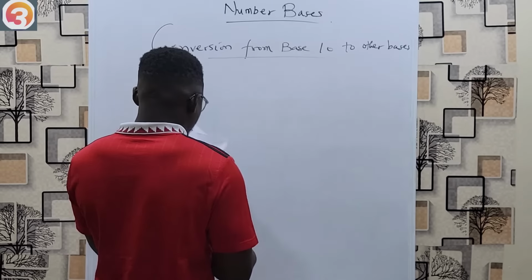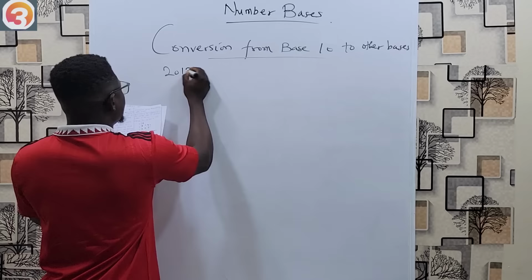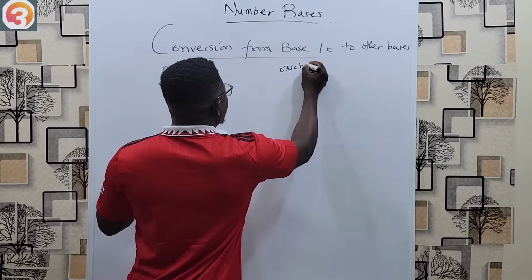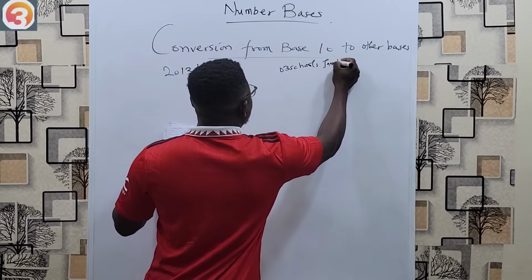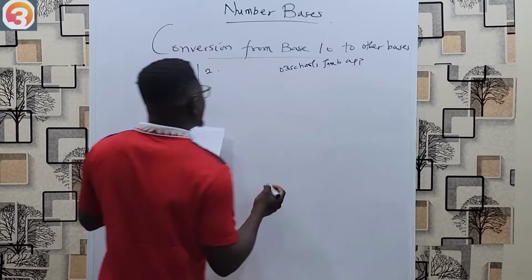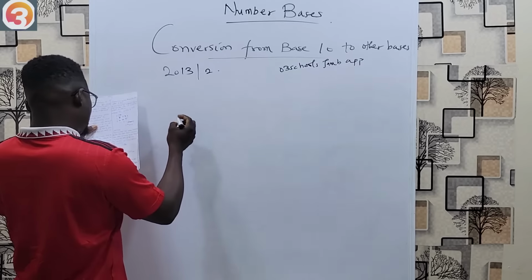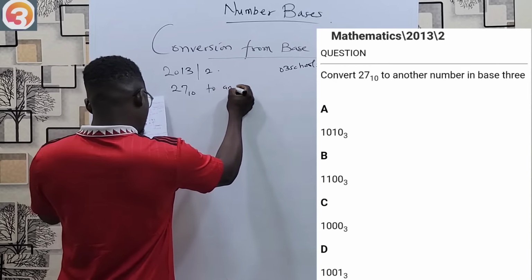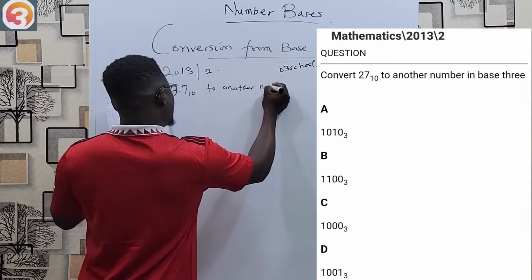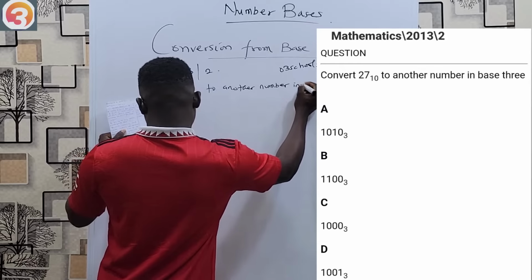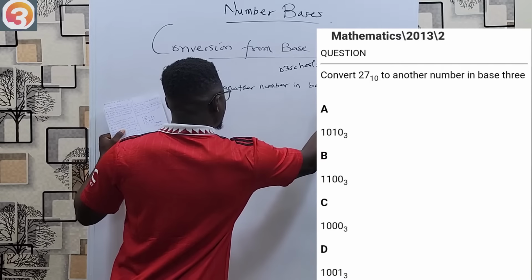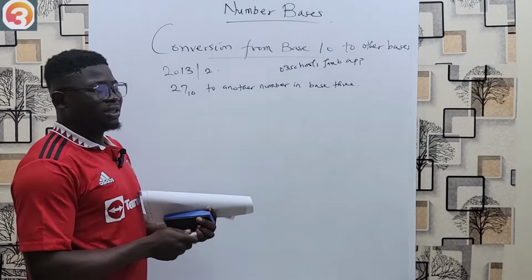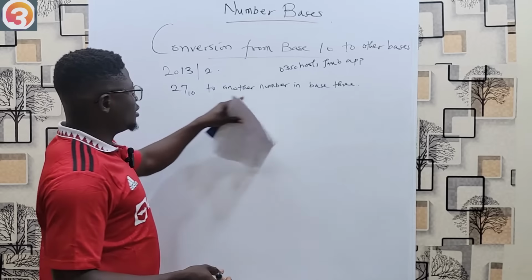Okay, so let's see a question. This is 2013, question 2 from the O3Schools JAMB application. They say convert 27 base 10 to another number in base 3. So we have to convert from base 10 to base 3.